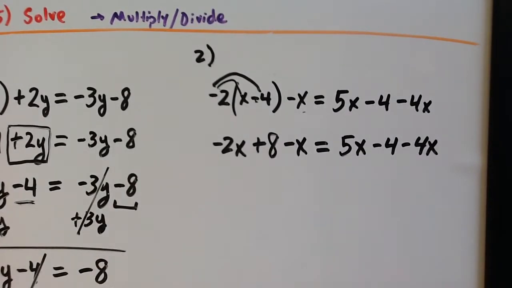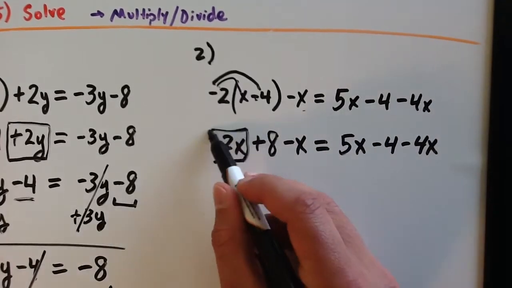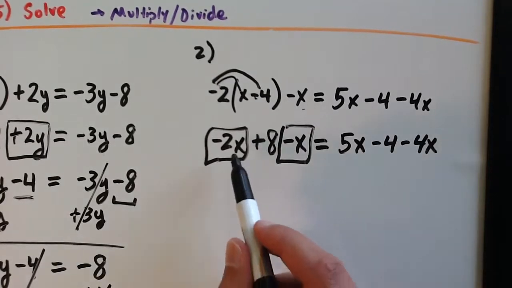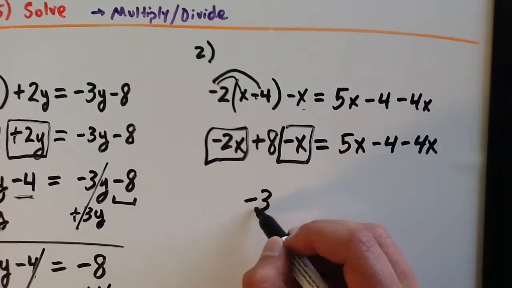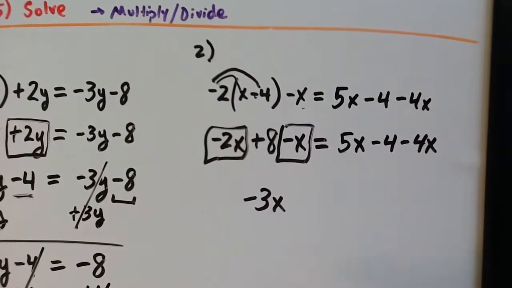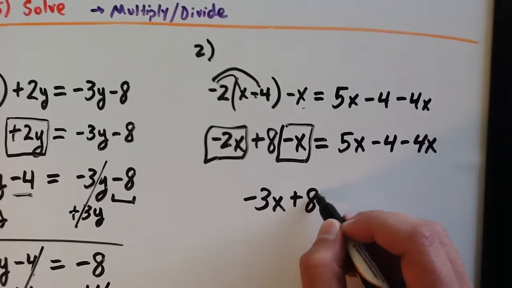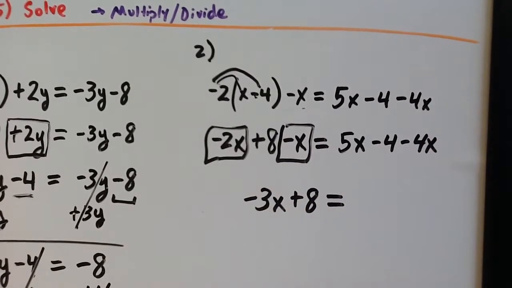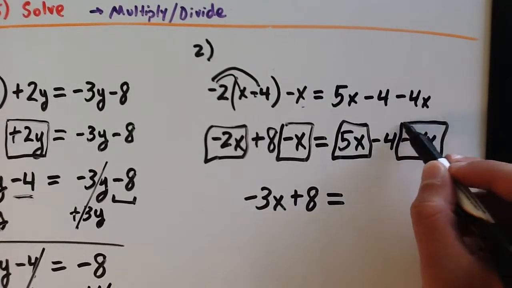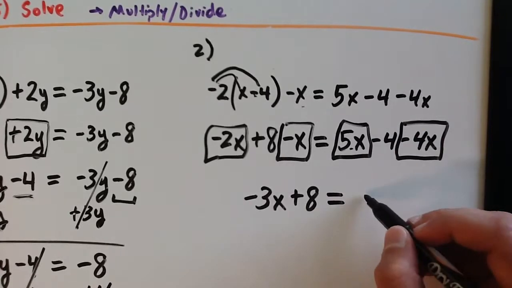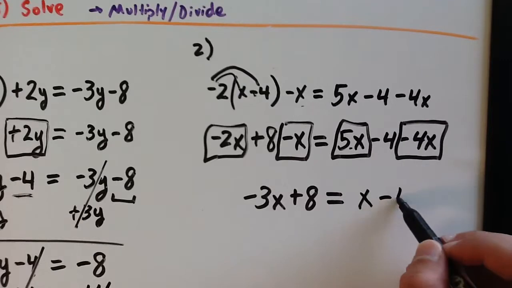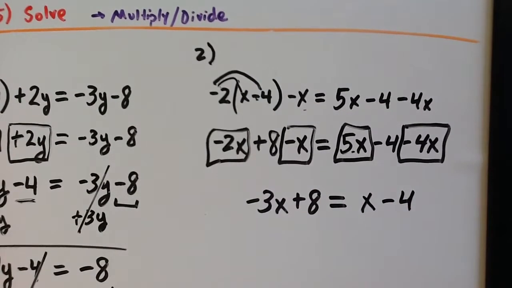Step 2, combine like terms. Let's look on the left side. I have negative 2x and negative x, right? Those are like terms. They're both negative, so I'm going to add and keep the sign. So negative 2x and negative x is negative 3x, and you still have positive 8. So I combined on the left side. Now look on the right side. You have 5x and negative 4x, or 5x minus 4x. That's just 1x, or just x, and you still have this term, minus 4. All right, so you did step 2, combined like terms.